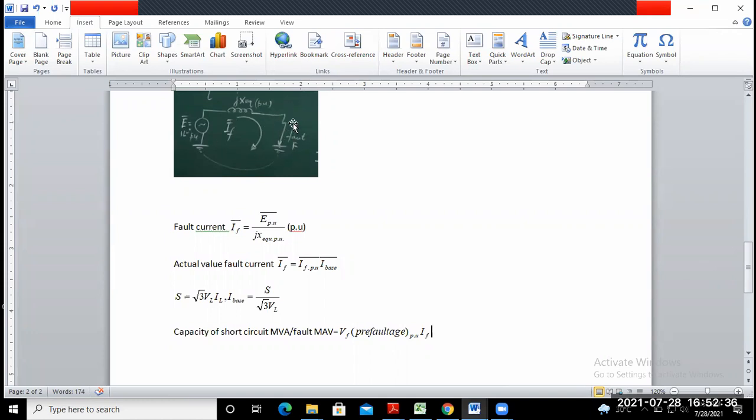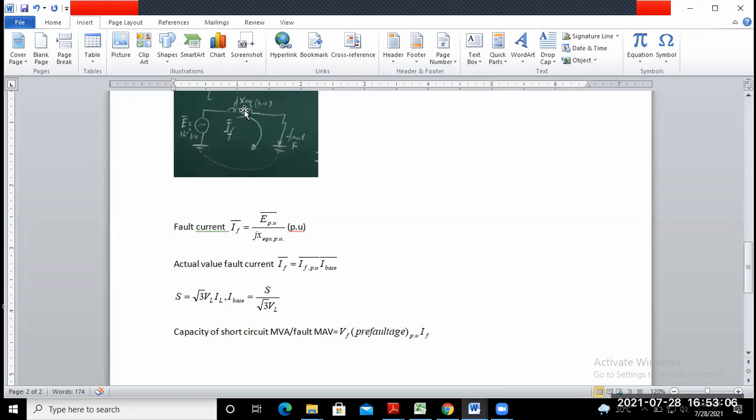In this circuit, directly connected to the fault means no fault impedance is provided. Suppose a fault impedance is given in series, that is connected as ZF. So now what is the value of the fault current? That means the voltage divided by the total impedance.